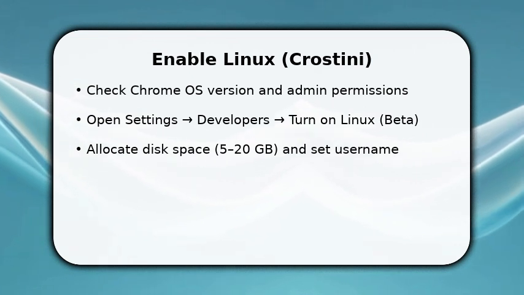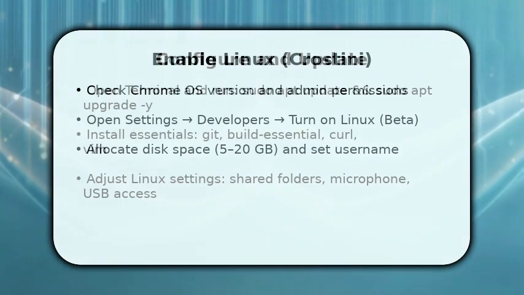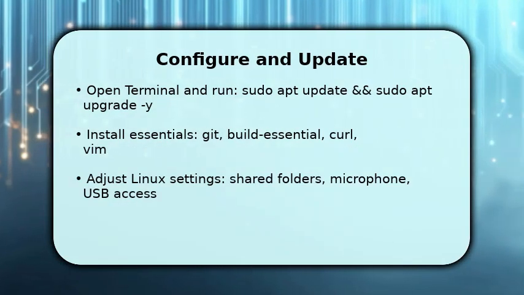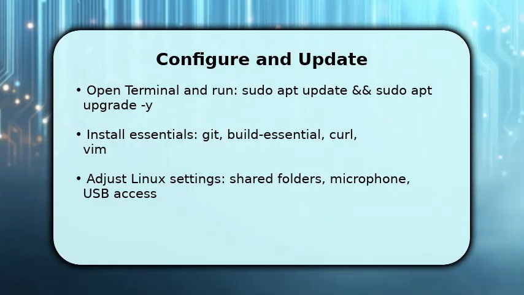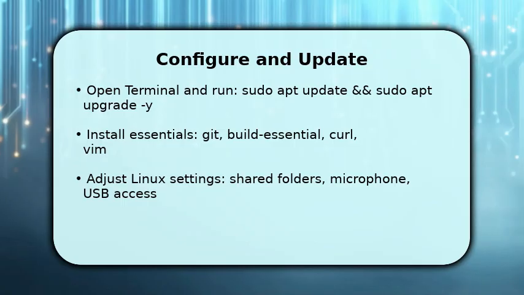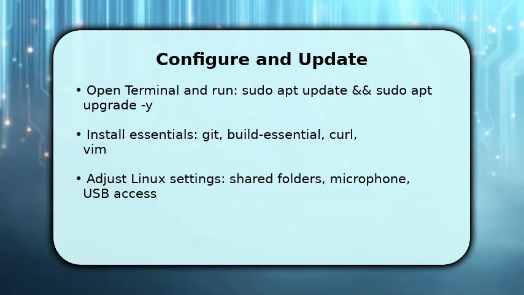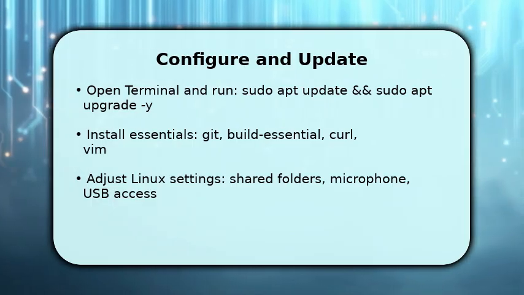Once the terminal appears, update packages so you start from a stable base. Run sudo apt update and sudo apt upgrade -y. You should install core tools like Git, Build Essential, curl, and a favorite editor with sudo apt install git build-essential curl vim -y.